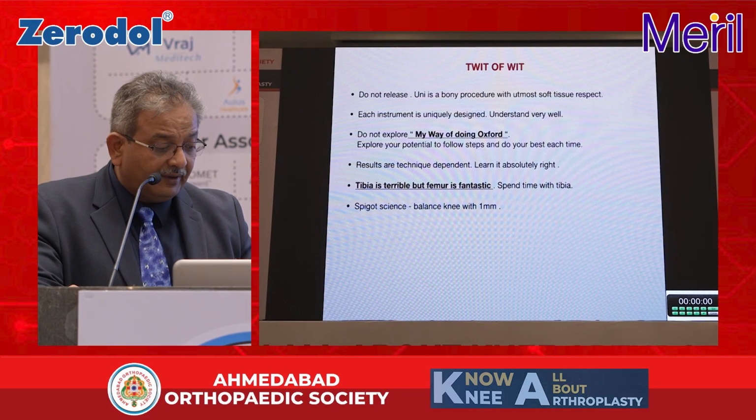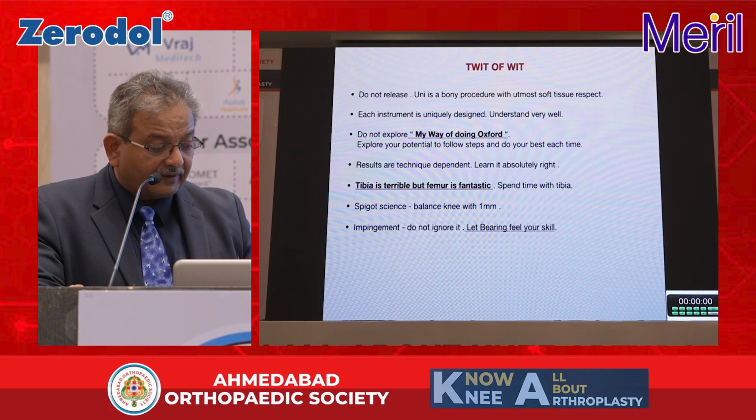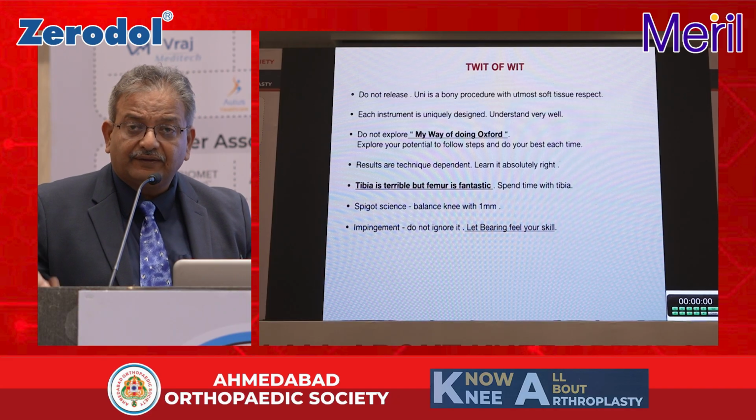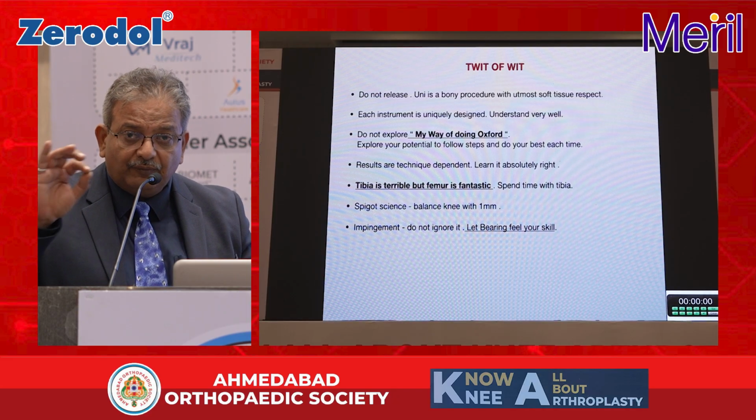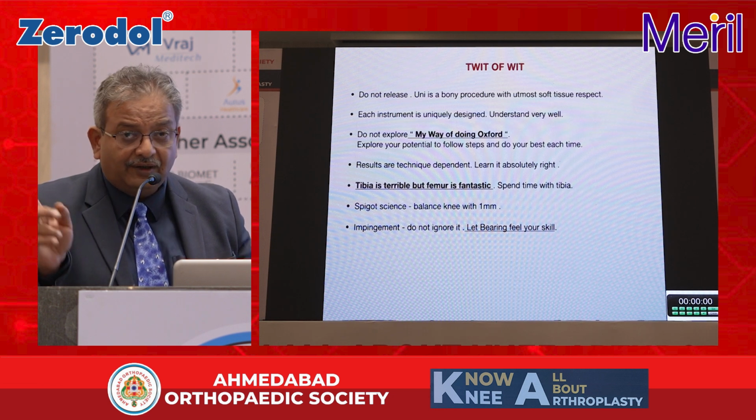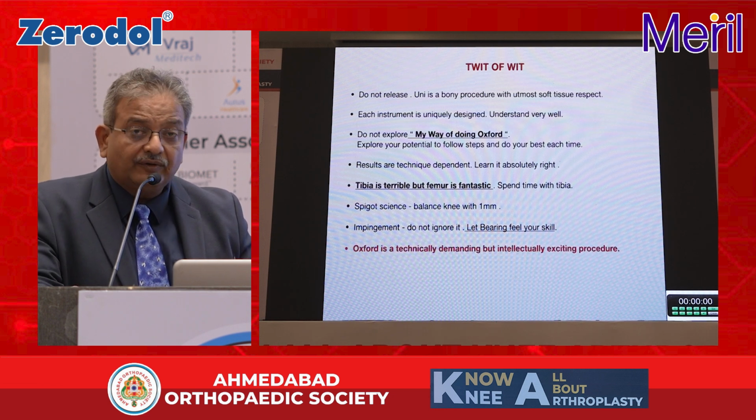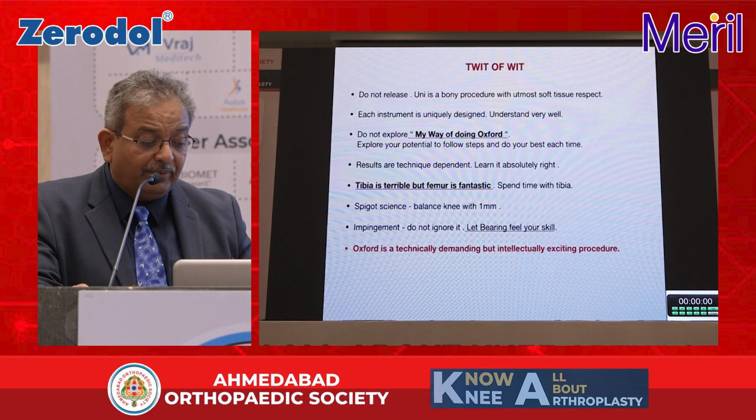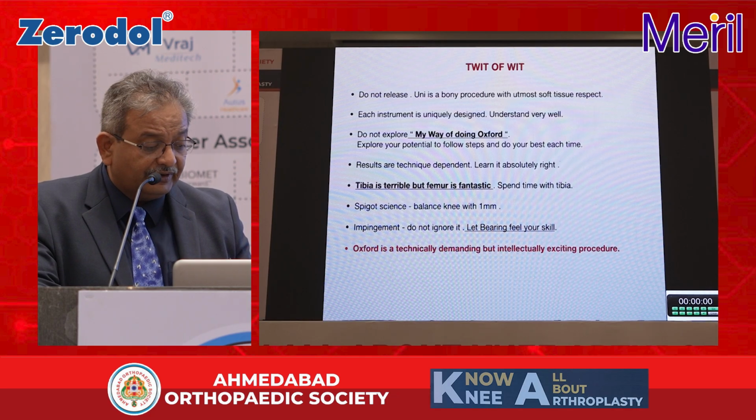Tibia is terrible, femur is fantastic. Spend time with tibia. Balance 1 millimeter in extension. Impingement is very important. Our patients use Indian toilets, they sit on the floor. So make sure you remove the posterior osteophyte, otherwise the bearing can dislocate, but if you do it well, it will never dislocate. And Oxford is a technically demanding procedure, but intellectually a very exciting procedure.